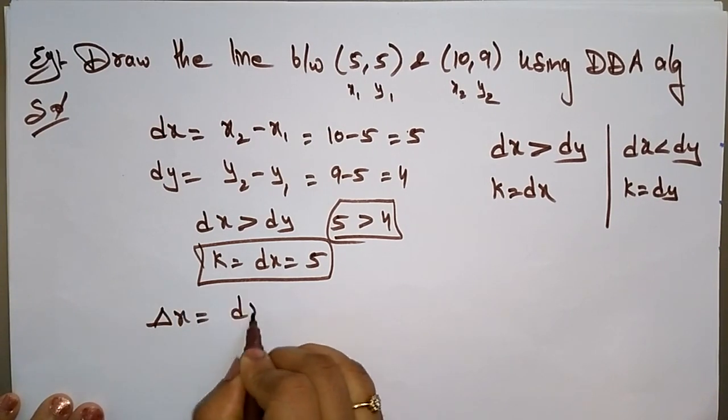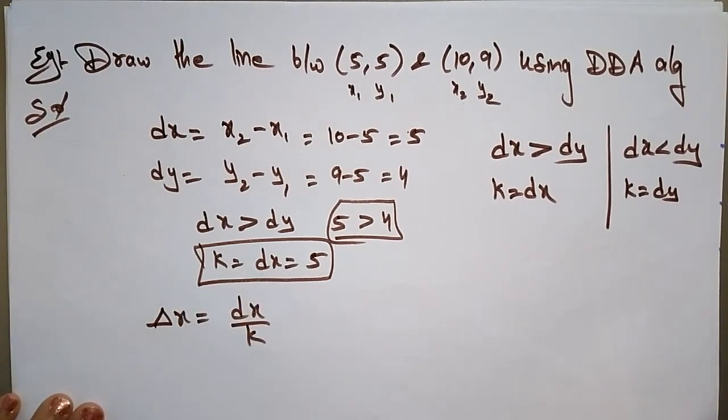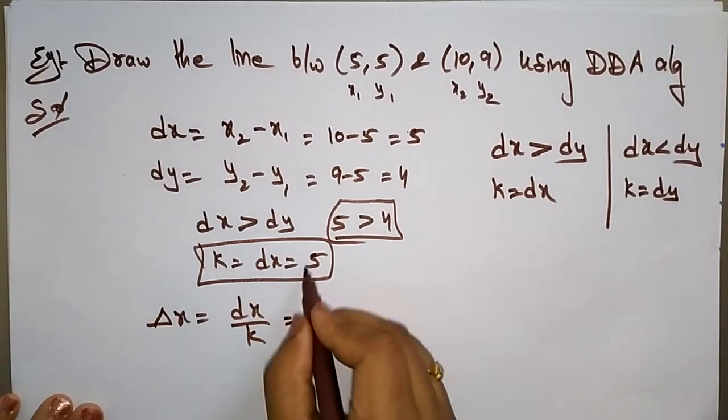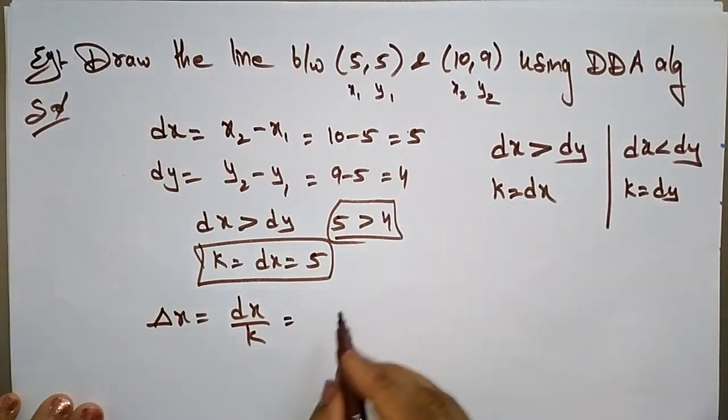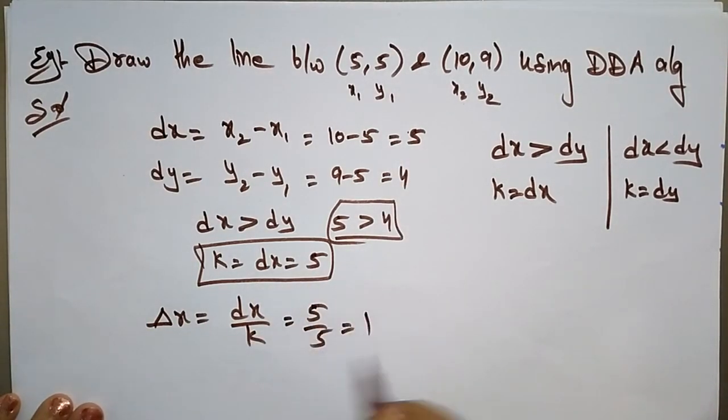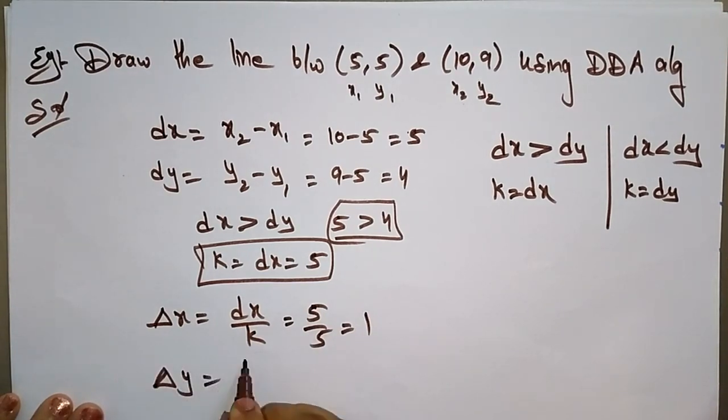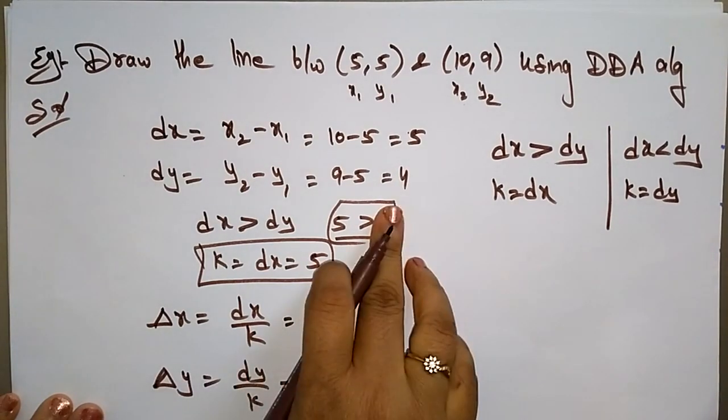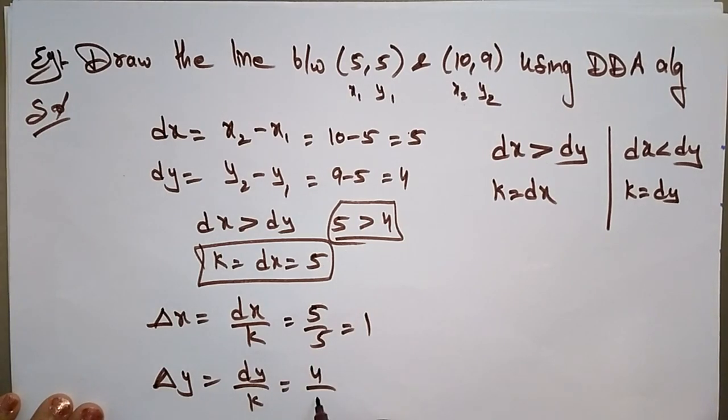Delta x is equal to dx by k, because the increment value will become the previous value x plus delta x, and for the next point the y coordinate is y plus delta y. So for that you need to find delta x and delta y. Delta x is equal to dx by k. The dx value here is 5, and the k value is 5, that's nothing but 1. And delta y is equal to dy by k. Dy is 4, and the k value is 5, it's nothing but 0.8.